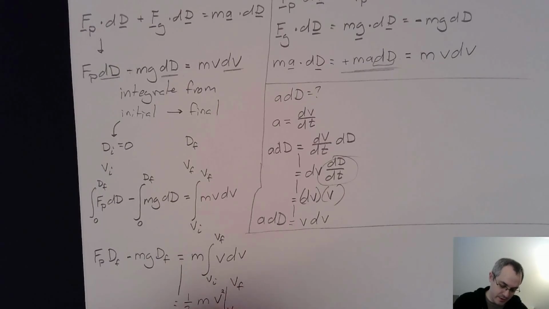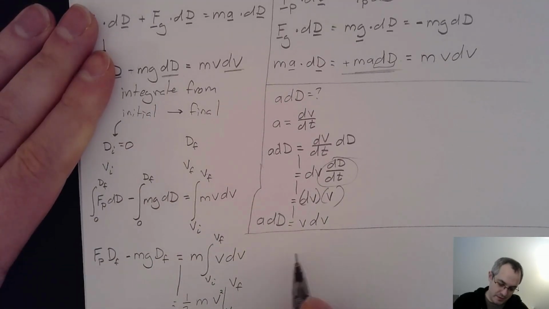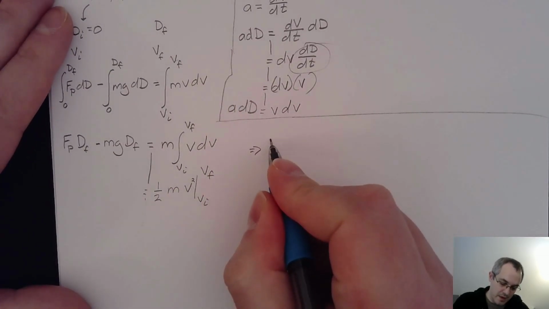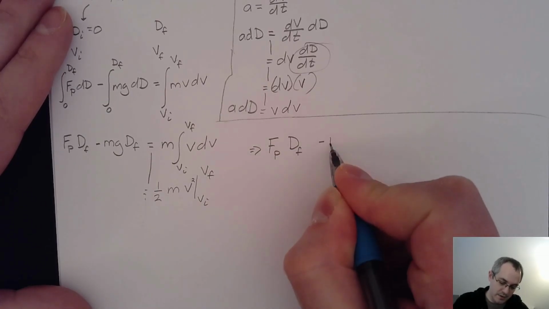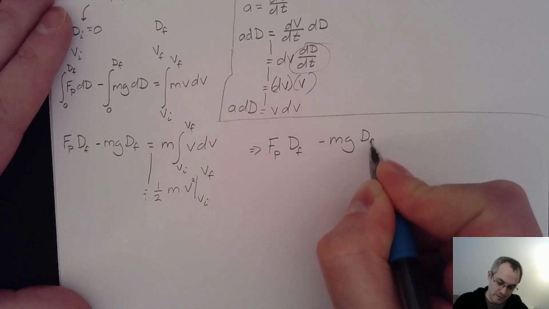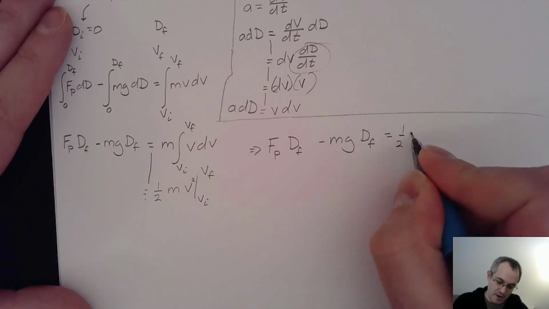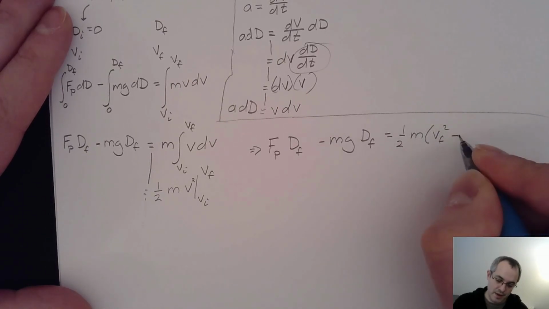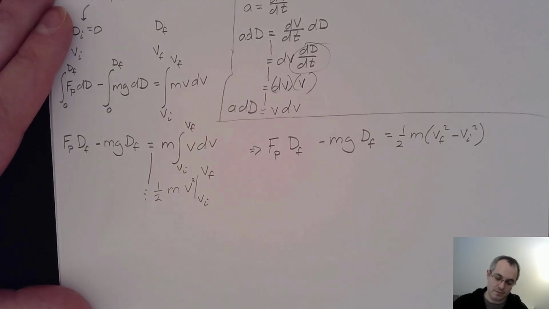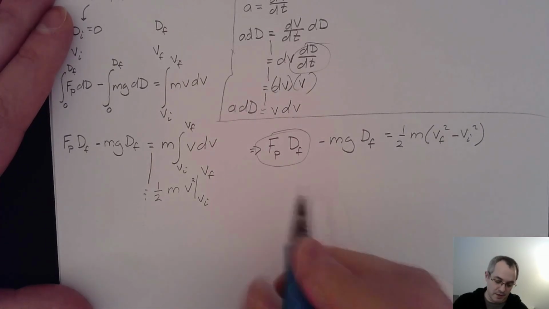So that's going to be, let me write it with a little bit more space here. So that means what we have is, I'll start writing it on this side a little bit, just so there's a little bit more room. Fp df minus mg df equals 1/2 m (vf squared minus vi squared). This is just how much work was done.